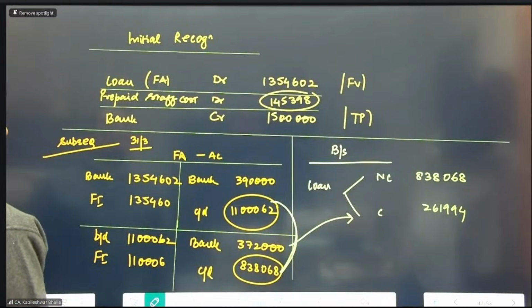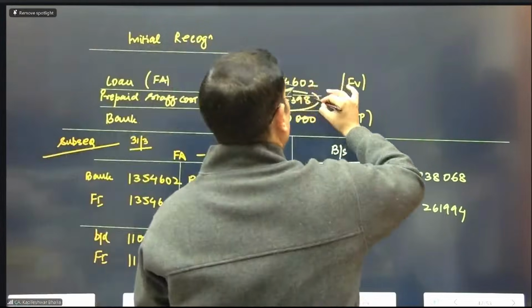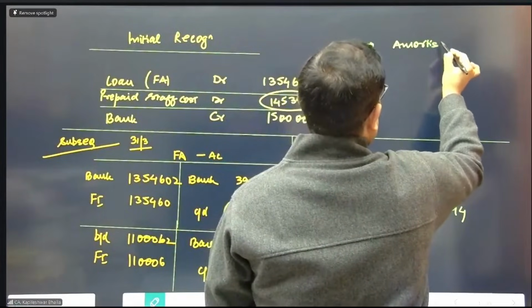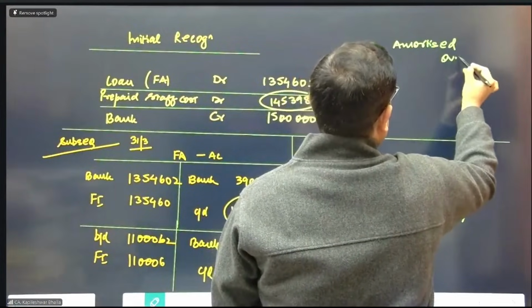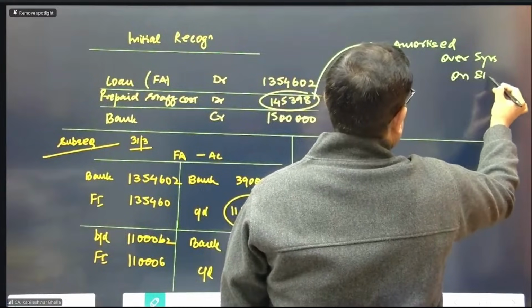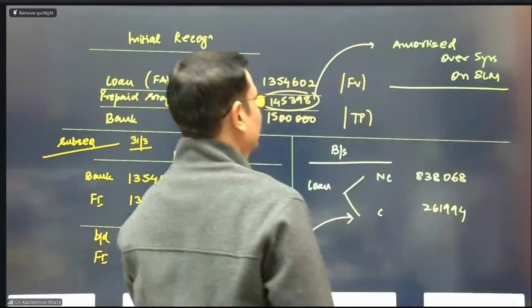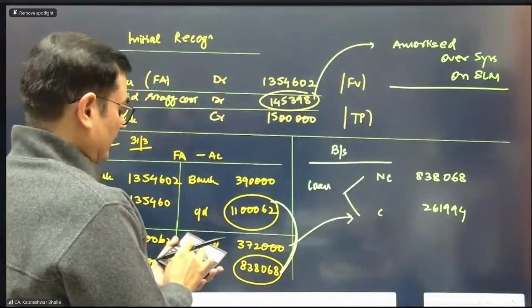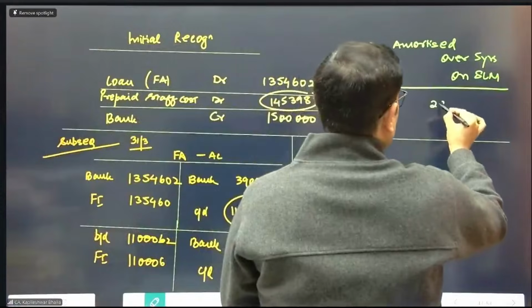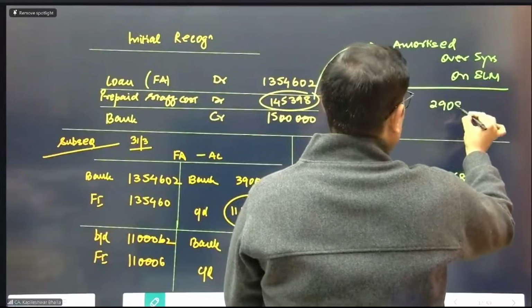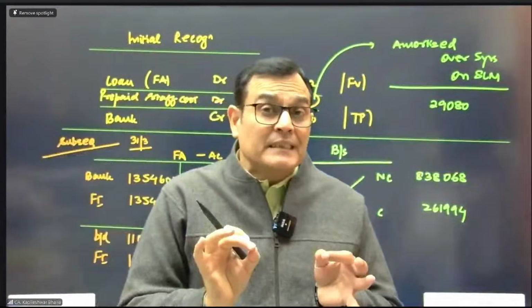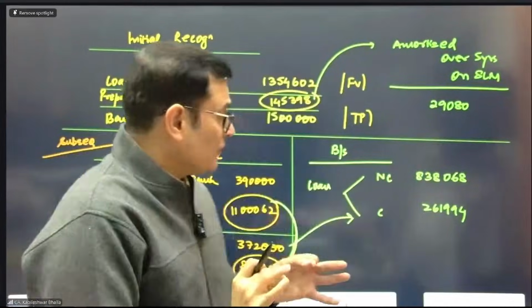Now comes the case of this prepaid staff cost, which is supposed to be amortized over 5 years on straight line. So this is going to be amortized over 5 years on straight line. So 145,398 divided by 5. So it's approximately 29080 approximately.